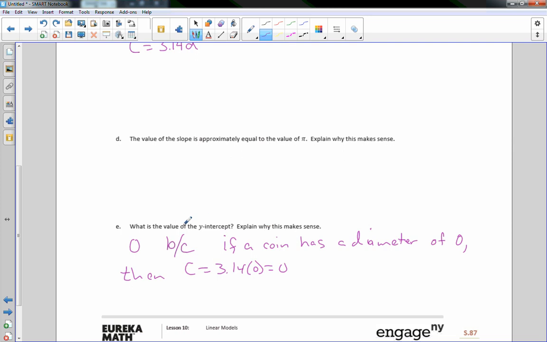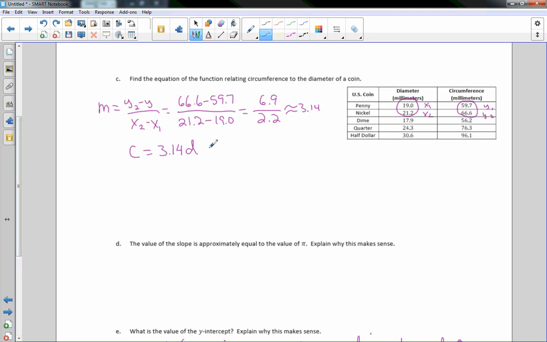But in this case, the y-intercept is nothing's being added. If the diameter is 1, then the circumference is 3.14, and that's how much it changed. So we started at 0, 0, and we went to 1, comma, 3.14, and so on. We are not adding anything to this equation, so the y-intercept is 0. We're not adding anything to 3.14d. C equals 3.14d plus 0 would be the linear equation, and this is the y-intercept. There is no constant being added.